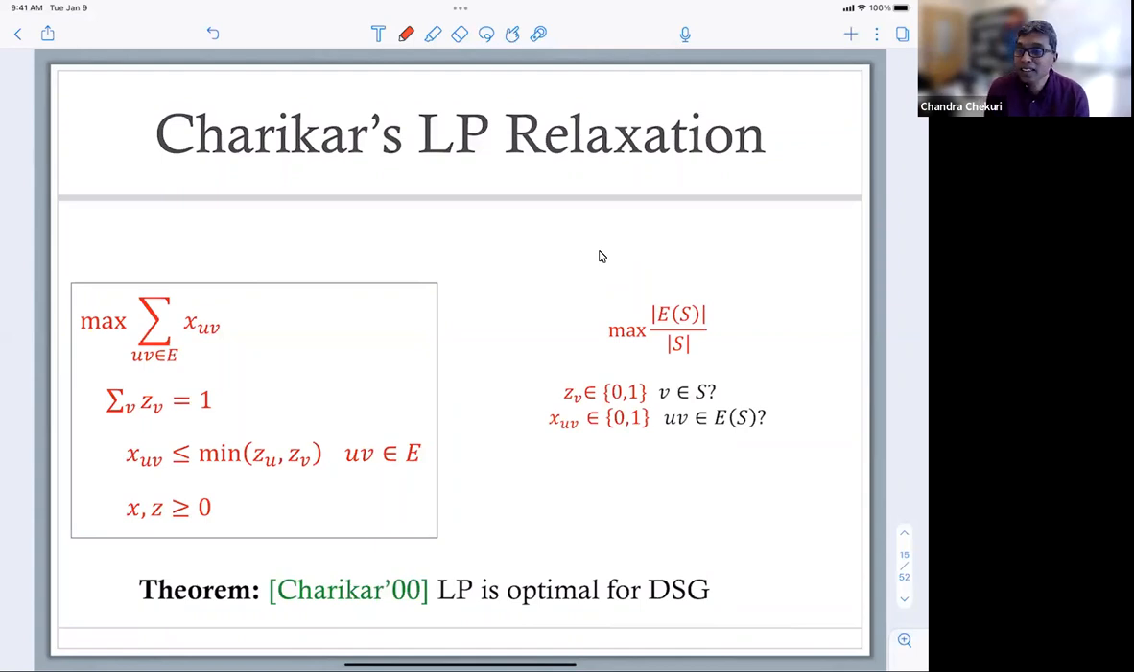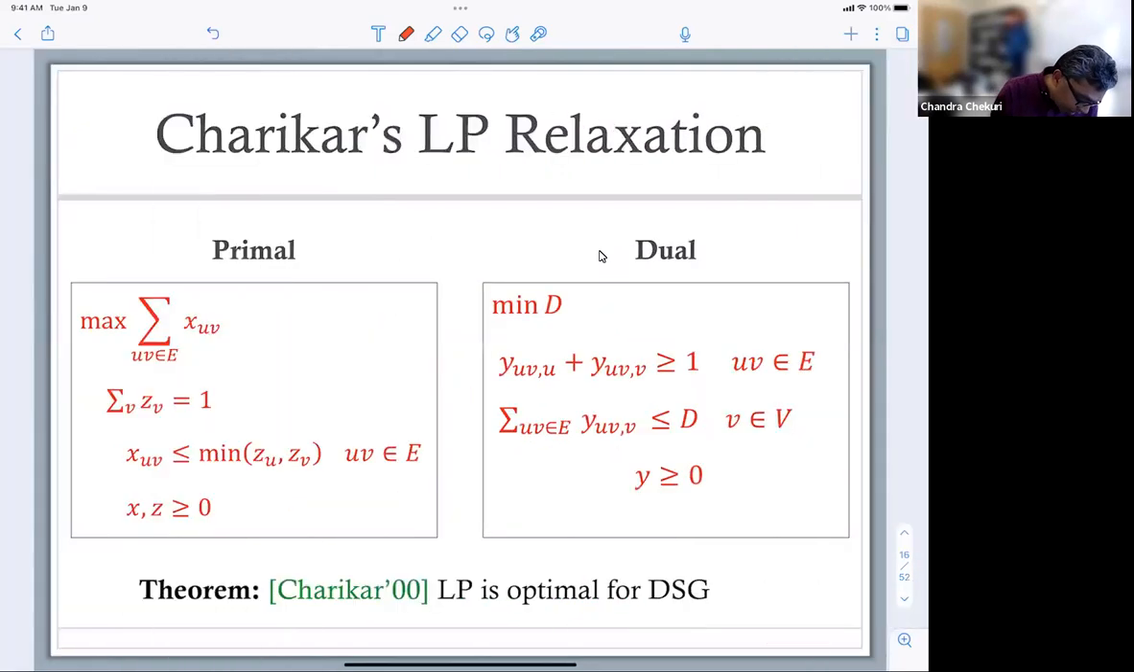Okay, the interesting thing is that Moses showed that this LP is optimal in the sense that it's an exact relaxation for the densest subgraph. The optimal value of this is precisely lambda star. So there's no integrality gap. Okay, which is nice, right? And it's a very simple looking LP.